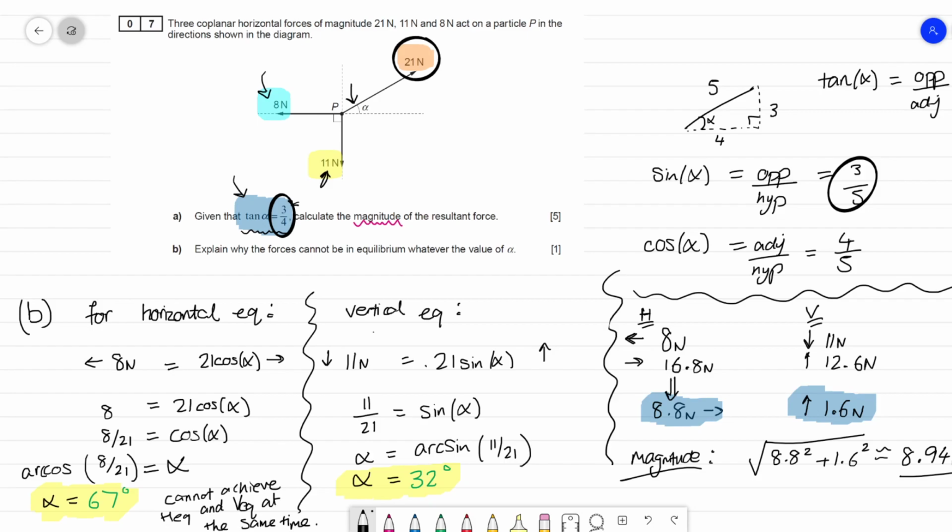Can't have them at the same time. They're different values of alpha. Lovely.